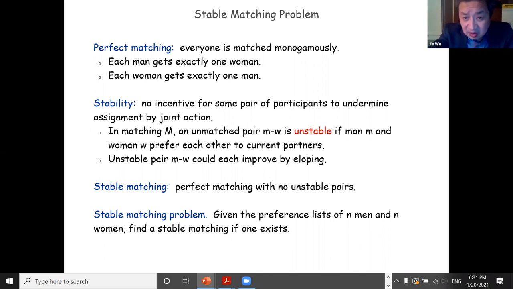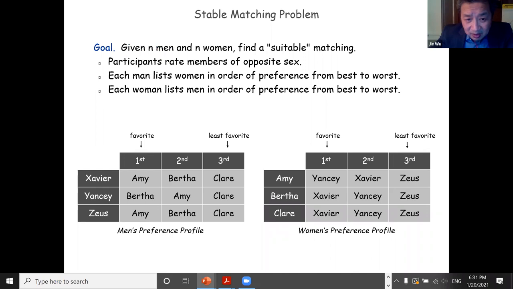It means that you want stability. You don't want a situation where a man and woman who are not in the current pair prefer each other to their current partners. So it looks like this is a very difficult problem, right? Why is this very difficult? The difficulty is that they give you all this preference, which could be in any order, and you don't even know the preference. You could have any kind of preference.